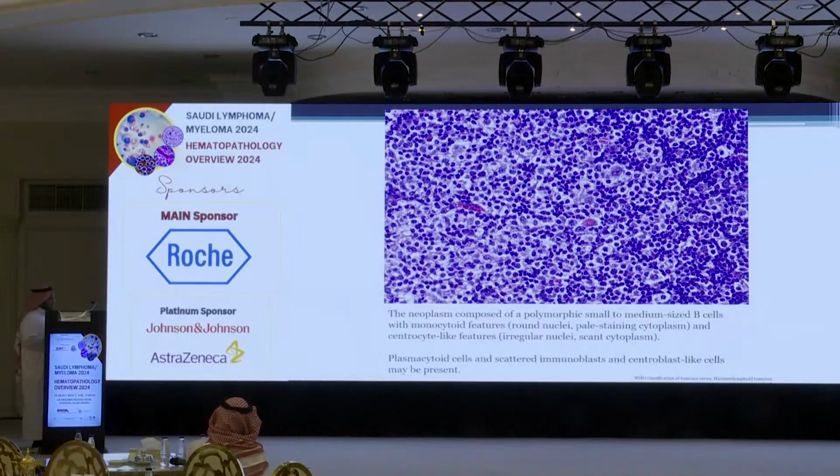On high power, we can see the neoplasm is mostly composed of polymorphic medium to small lymphocytes with monocytoid appearance. By monocytoid, we mean cells which have abundant clear cytoplasm and rounded nuclei. Generally, these neoplasms have a lot of blast cells, either centroblasts or plasmacytoid, plasmablastic looking cells. It's more frequent in the pediatric type than in the classic marginal zone lymphomas.